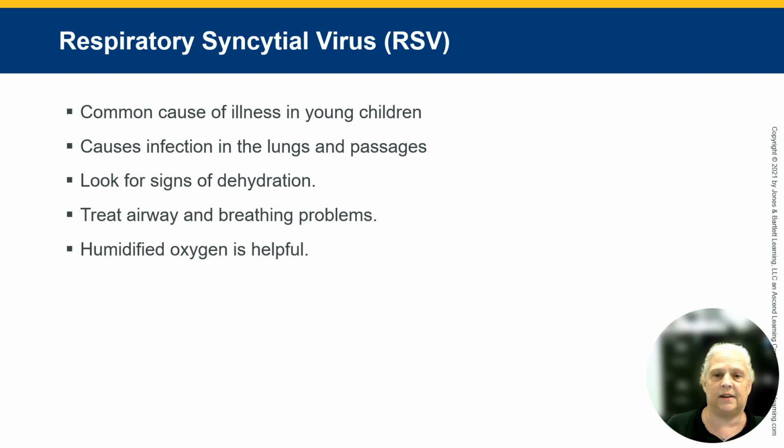With respiratory syncytial virus, or RSV, used to be this was mainly seen in young pediatric patients. We're now starting to see it in our older adults and people with compromised immune systems. It is an infection in the lungs and the passages. It is a virus, not a bacteria. It's going to cause irritation and difficulty breathing. It may lead to bronchiolitis and pneumonia. You're going to look for signs of dehydration. It is extremely contagious. You're going to treat their airway and breathing problems. Humidified oxygen does sometimes help.